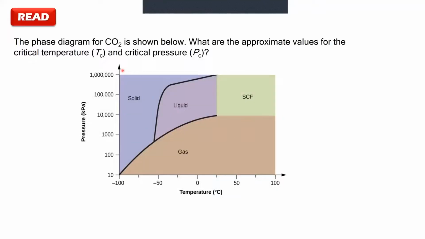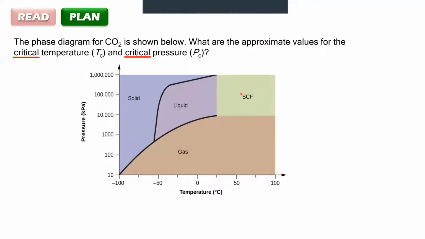The phase diagram for CO2 is shown below. What are the approximate values for the critical temperature and the critical pressure in this figure? So when we go about planning our solution to this problem, we need to find the critical point in this plot. And the critical point is the point above which a material forms a supercritical fluid.